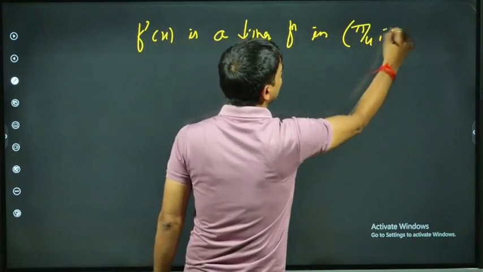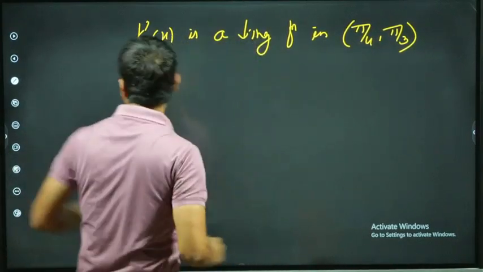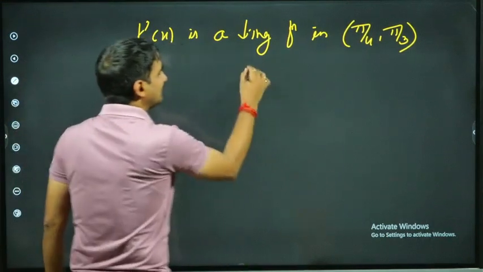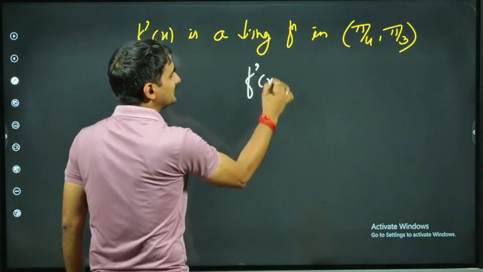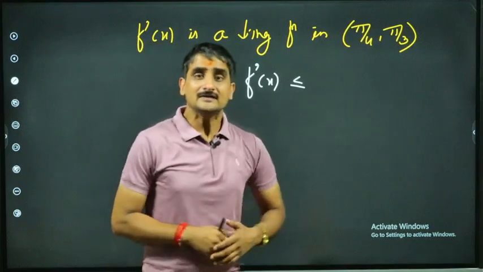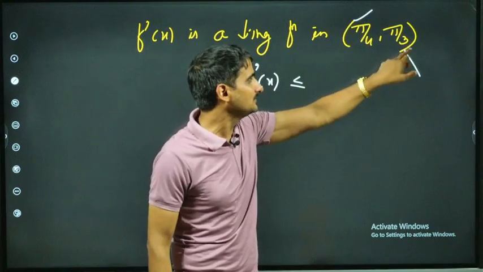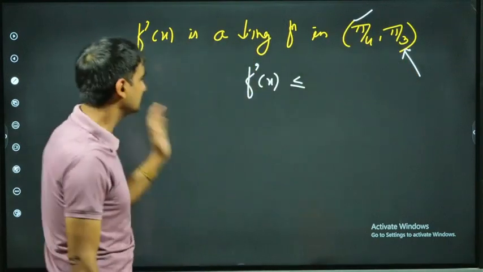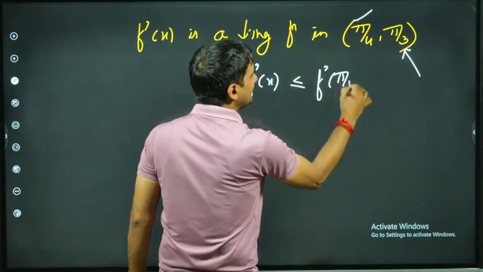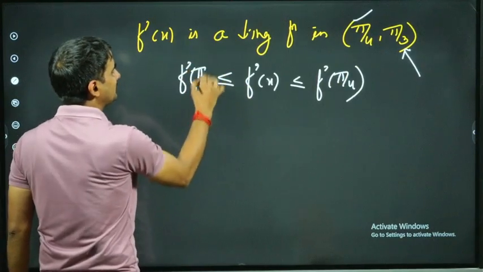So don't forget the interval in which we have to limit ourselves, in the interval pi by 4 to pi by 3. So it's a decreasing function. Okay, so now I can write f dash x should be, since if a function is a decreasing function, then it will take maximum value at the left end of the interval and minimum value at the right end of the interval. So f dash x is less than or equal to f dash of pi by 4 and greater than or equal to f dash of pi by 3.